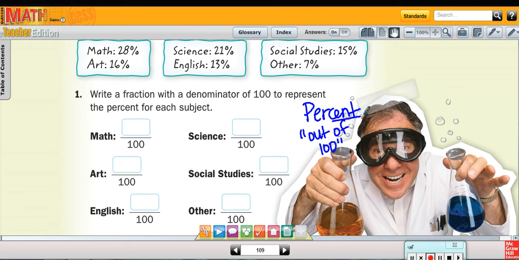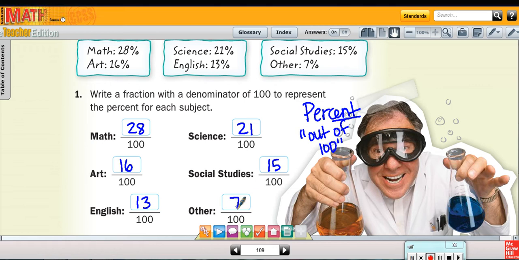Okay, so if we take a look at math, it's 28%. That would literally mean 28 out of 100. Science means 21 out of 100. Social studies was 15 out of 100. Art was 16 out of 100. English was 13 out of 100, and other was 7 out of 100.